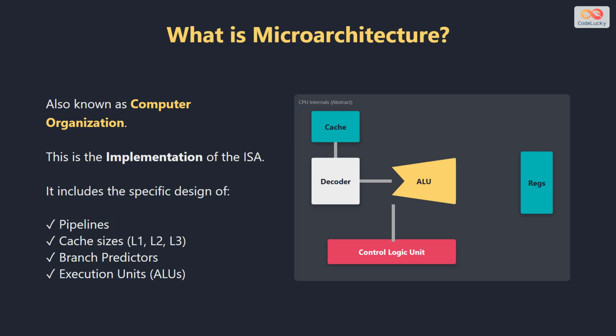Now, let's look under the hood at microarchitecture. This is also called computer organization. This is the actual implementation of that contract. It involves the specific engineering decisions made to build the processor. It includes things like how large the cache memory is, how many instructions can be processed at once, and how the pipeline is organized.